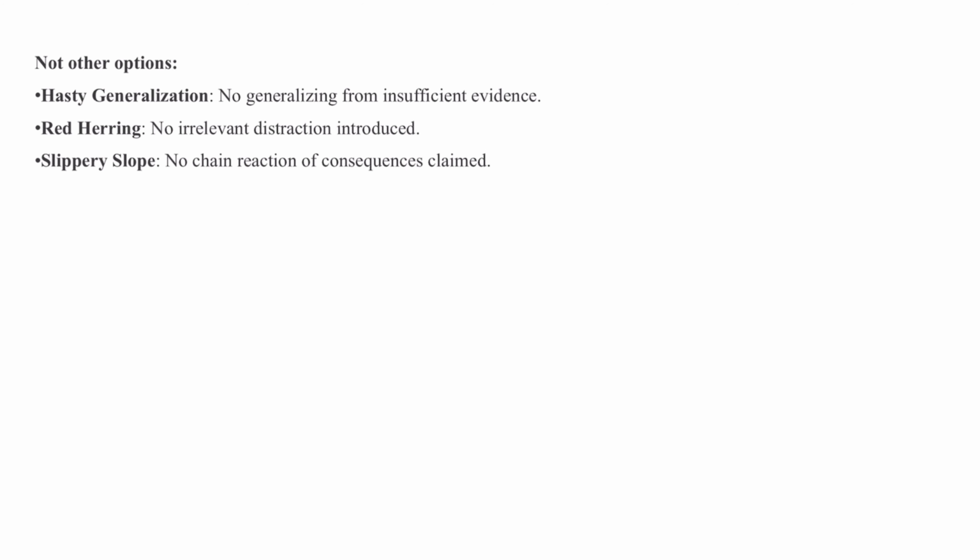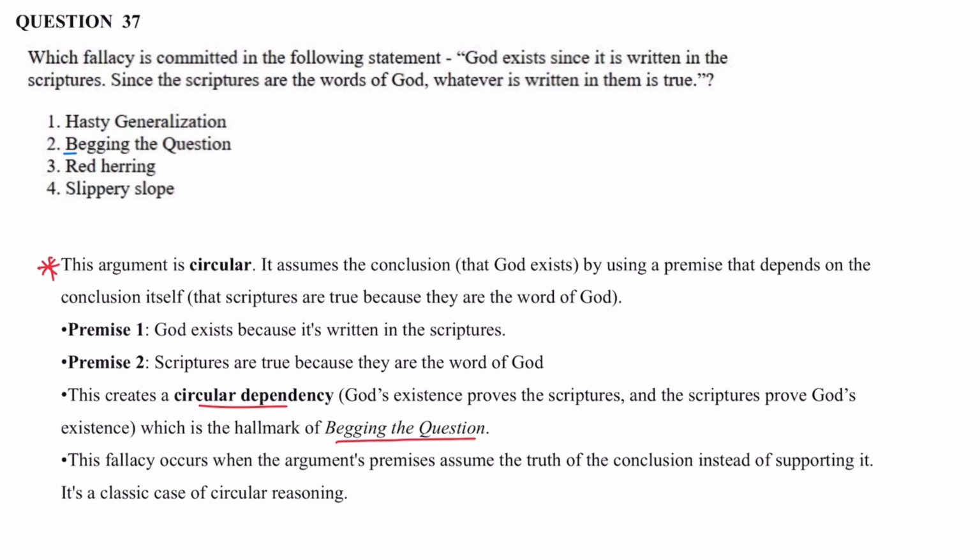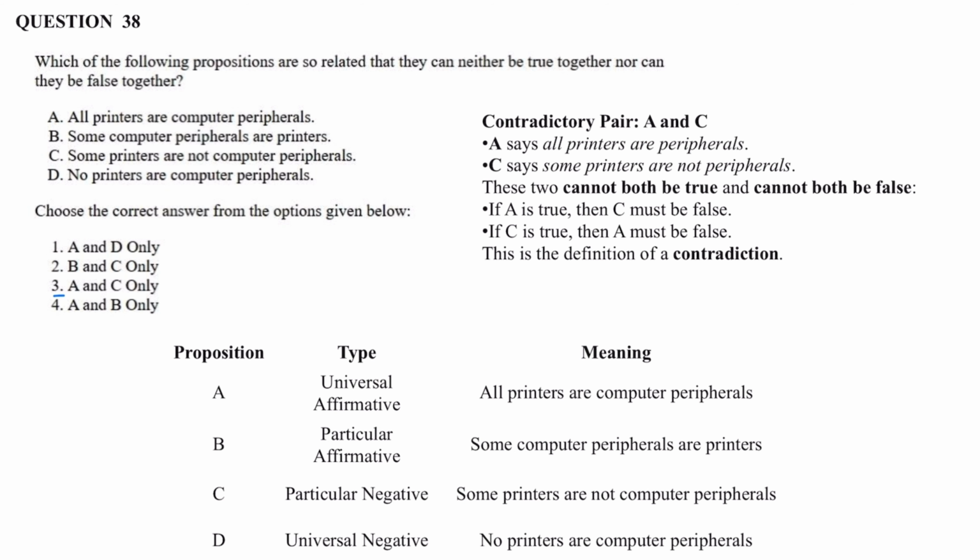Hasty generalization means generalizing from insufficient evidence. Red herring means an irrelevant distraction is introduced. Slippery slope, a chain reaction of consequences is claimed. Therefore, correct answer is begging the question.